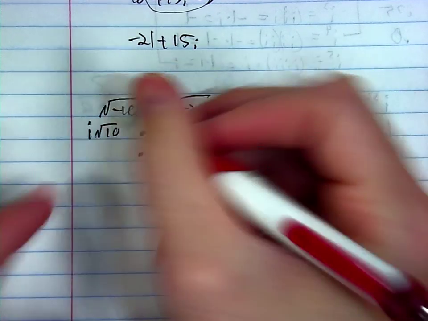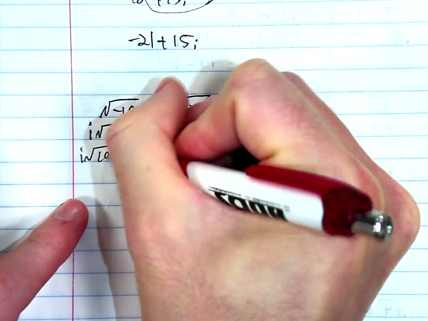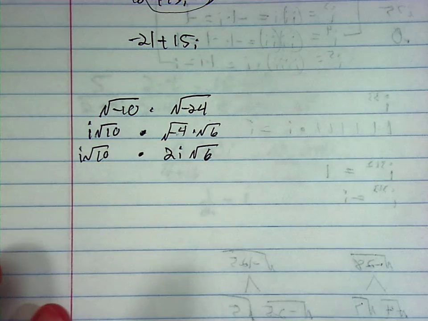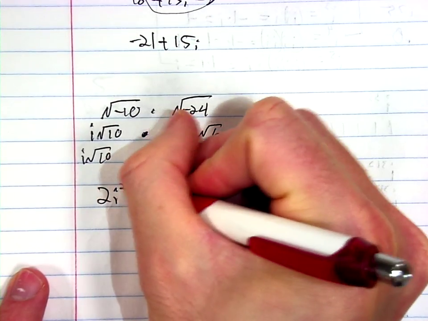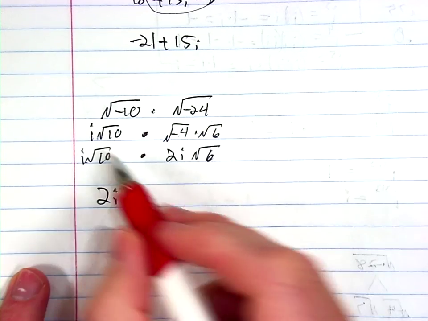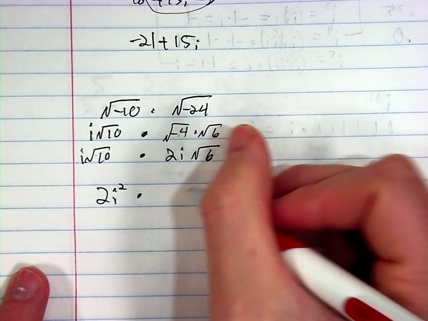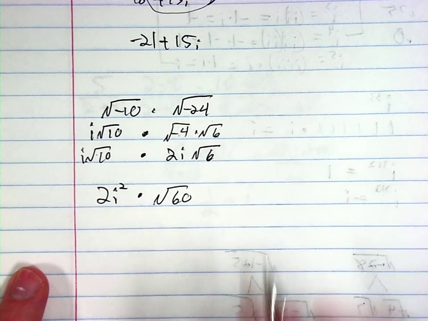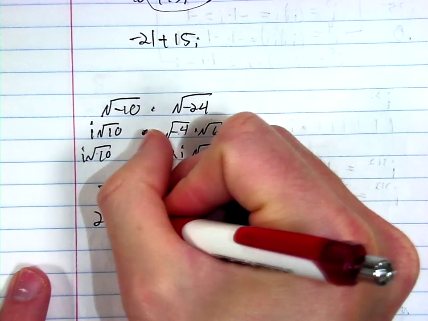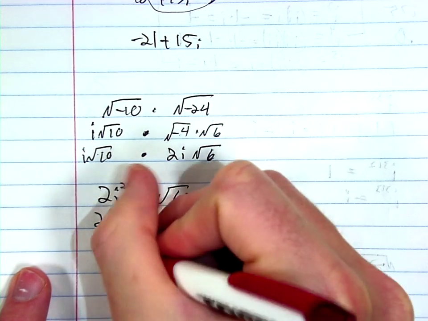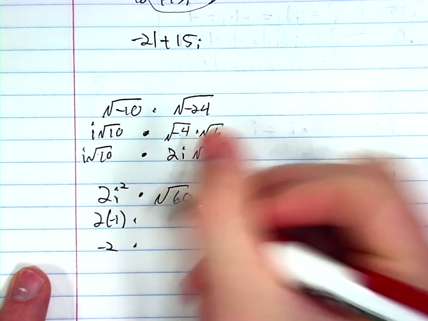Alright, so we reduced. Now let's multiply. So multiply the outside parts. That's going to be 2i squared. And now I multiply the square root parts, or the radical parts here. Square root of 60. Remember that i squared is a negative 1. So that's going to make this be a negative 2 now in the front.